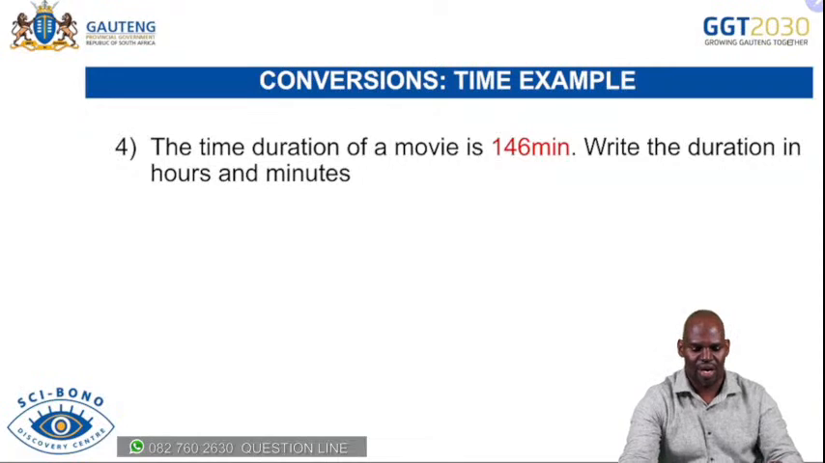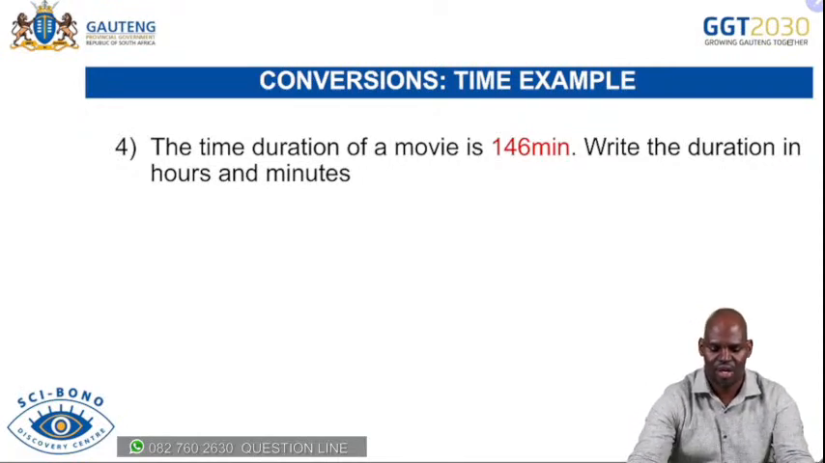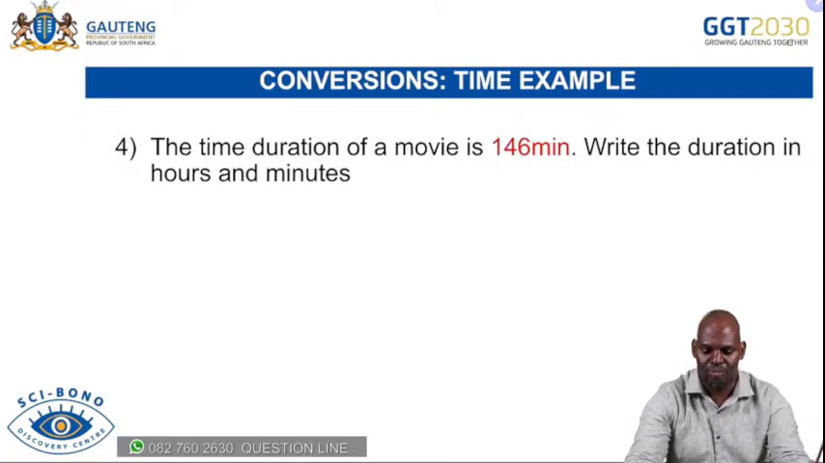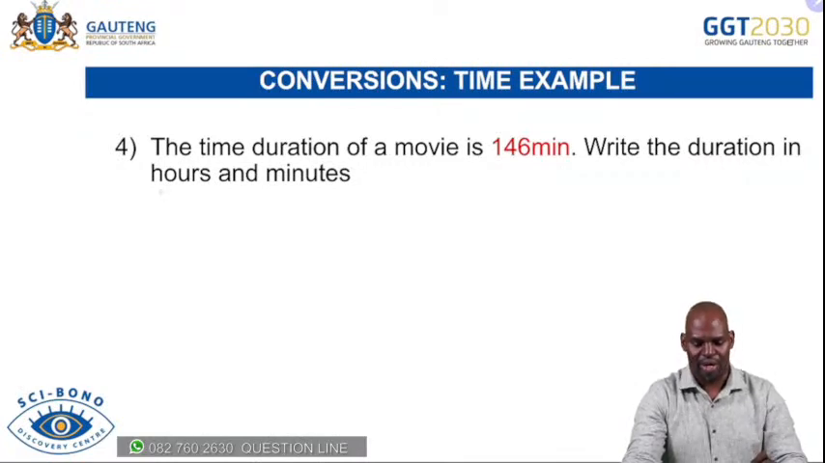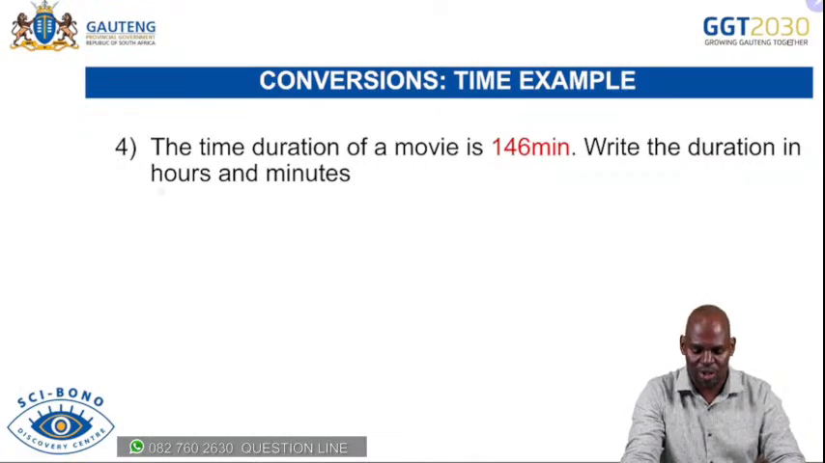Right, then number 4, boys and girls, the time duration of a movie is 146 minutes. Write the duration in hours and minutes. Okay, again, this one, there's more than one way of doing the answer. We need to convert the minutes to hours. Sorry, we need to convert minutes to hours and minutes. We actually need to write this in hours and minutes. So we don't only convert it to 1 unit.